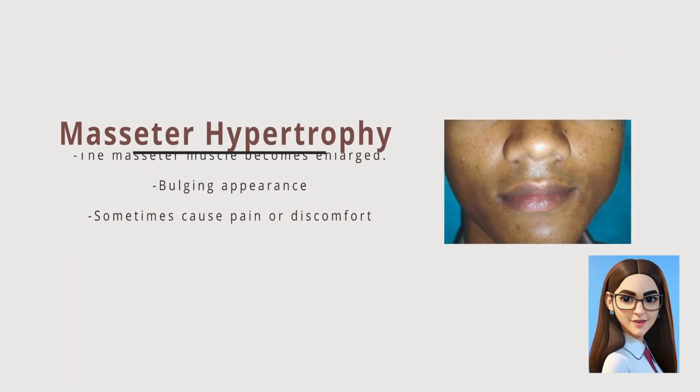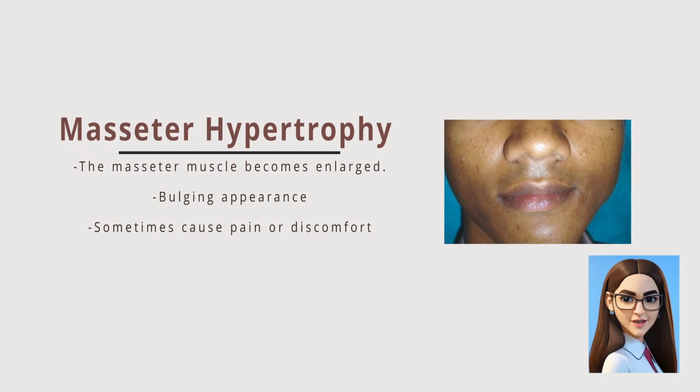Next, we have masseter hypertrophy, which is a condition where the masseter muscle, responsible for chewing, becomes enlarged. This can cause a bulging appearance in the lower jaw area and can sometimes cause pain or discomfort. While masseter hypertrophy can be caused by a variety of factors, including genetics, teeth grinding, or jaw clenching, in many cases, the exact cause is unknown.